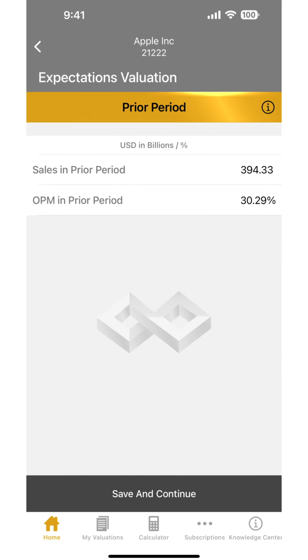Advancing to the prior period screen. Information like the sales and operating profit margin in the prior period are pre-filled through the Databank. The user is allowed to edit this data.